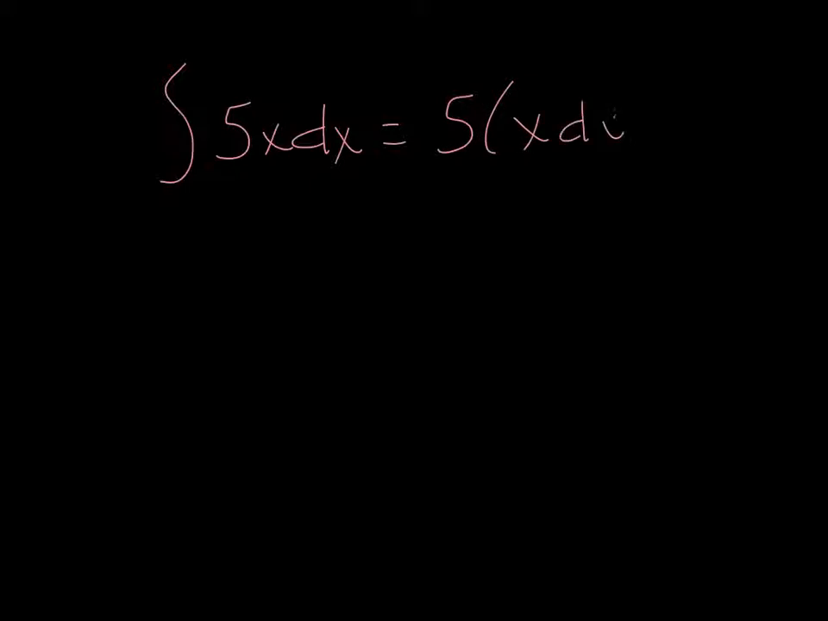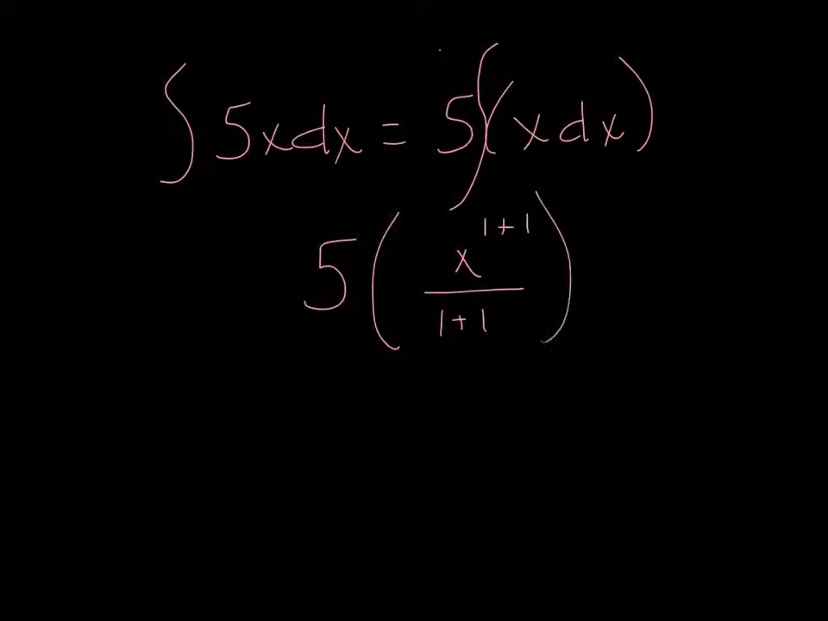All right, let's find the antiderivative of 5x dx. Now remember, I told you can move the 5 to the front if you want to. This is the same as saying 5 times x dx. And if we use the reverse power rule, we're going to have 5 times x to the 1 plus 1 over 1 plus 1, plus c.